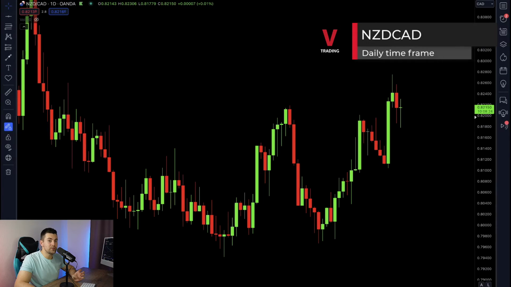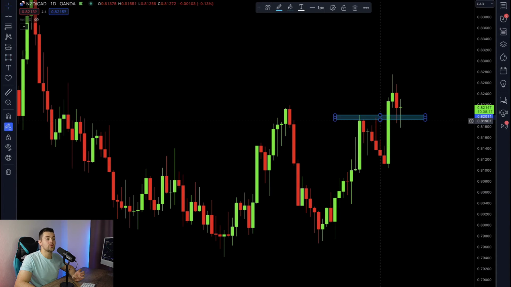So far we discussed the horizontal supply and demand zones, but occasionally the supply and demand zones can be based on trend lines. And in such situations, the supply and demand zones will have a very specific shape. Take a look at the New Zealand CAD pair. First of all, here we have a very important horizontal zone of demand. In the past, it was the supply zone, and after the breakout, it turned into a demand zone.